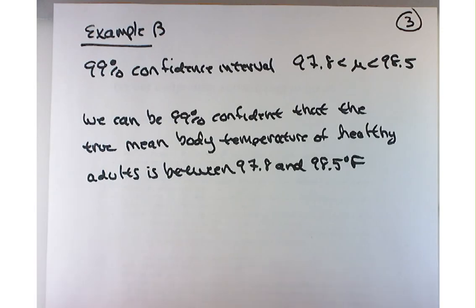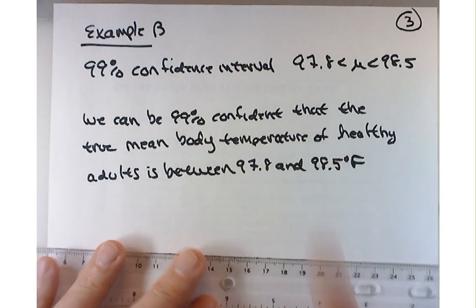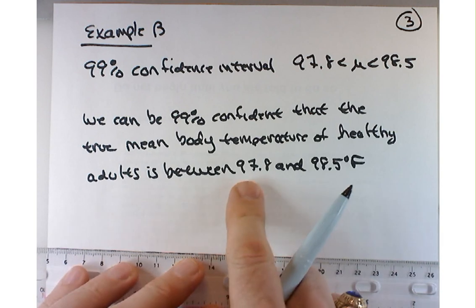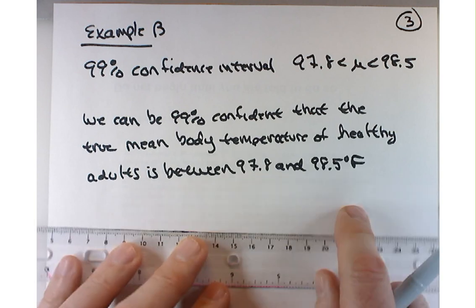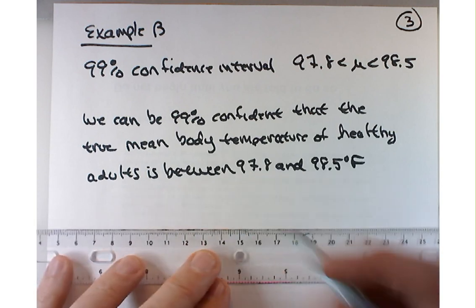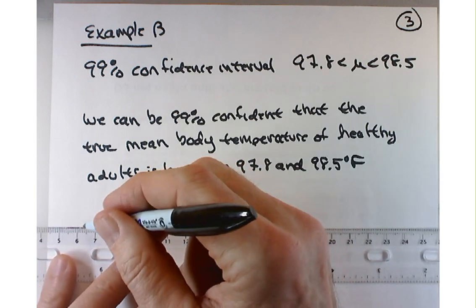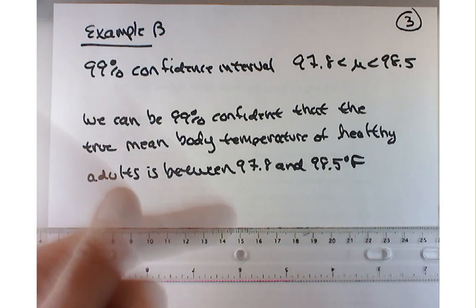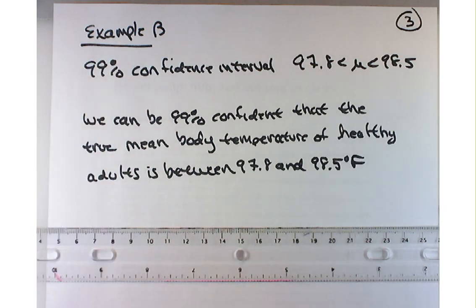Yeah, that sounds good. Cam, you want to run yours by us as well? Same thing? All right, nice. I wrote pretty much the same thing as well. We can be 99% confident that the true mean body temperature of healthy adults is between 97.8 and 98.5 degrees Fahrenheit. Now, they do ask kind of a little follow-up question. Are we okay with this so far? All right, thank you.